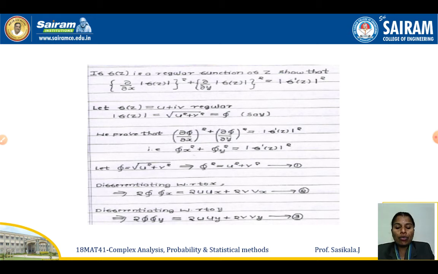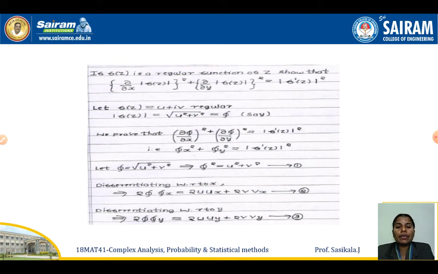Okay. So we'll go with one more problem. If f of z is a regular function of z, show that dou by dou x of modulus of f of z the whole square plus dou by dou y of modulus of f of z the whole square is equal to modulus of f dash of z the whole square. So the question asks us to prove that.